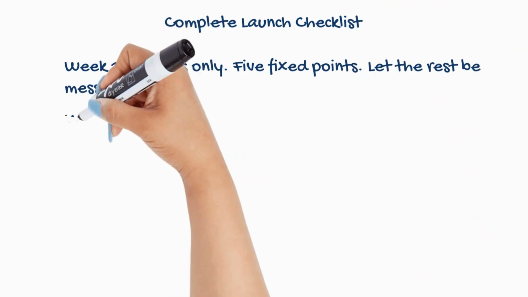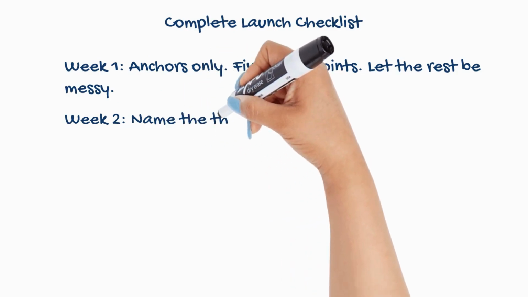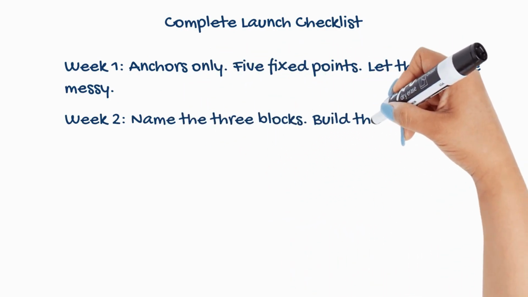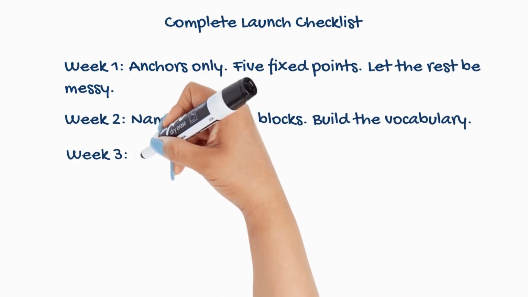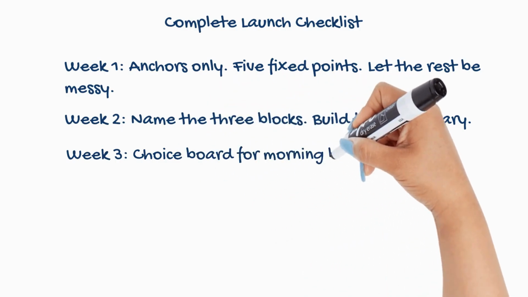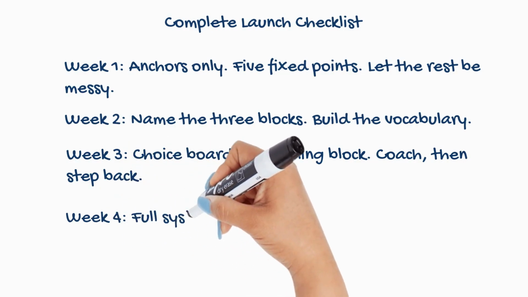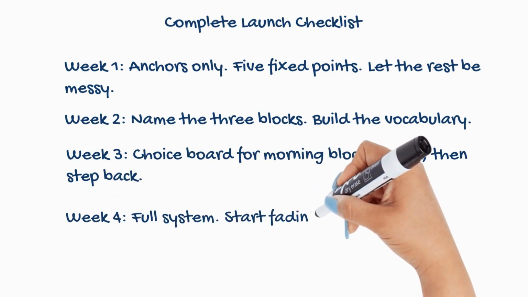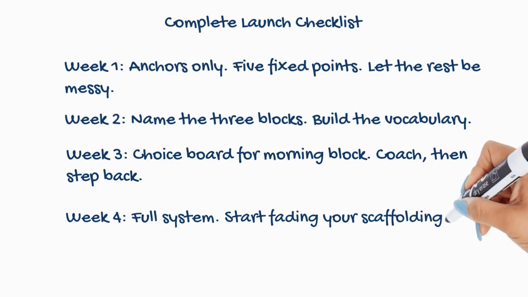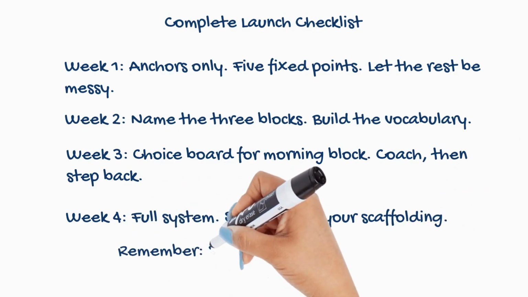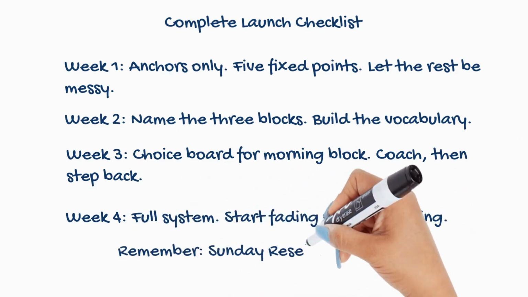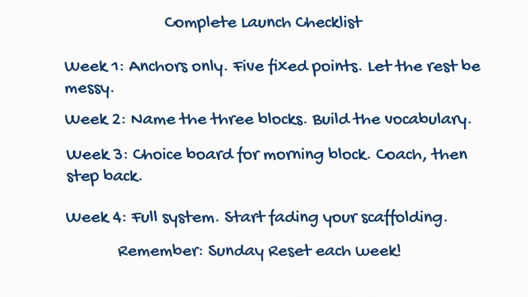be messy. In week 2, name the 3 blocks and build the vocabulary. In week 3, set up the choice board for the morning block. Coach them and then step back. In week 4, you have the full system running and you can start fading your scaffolding. Don't forget your Sunday reset every week. You can hold through the wall and give yourself grace on the wobbly days.